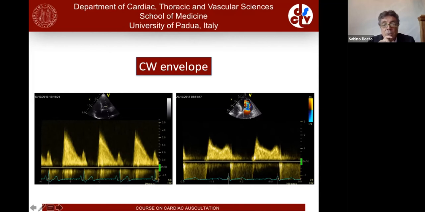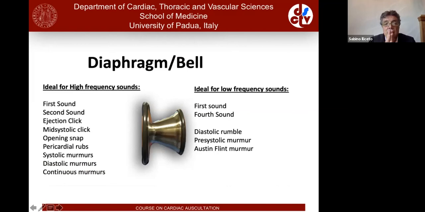So let's return to auscultation. And here this is the diaphragm. Here is the valve. And the diaphragm in mitral stenosis is very useful to appreciate the characteristics of the first sound and to appreciate the presence of the opening snap, because these are high frequency sounds. On the other hand, the bell is very useful, as I told you many times today, for low frequency sounds.